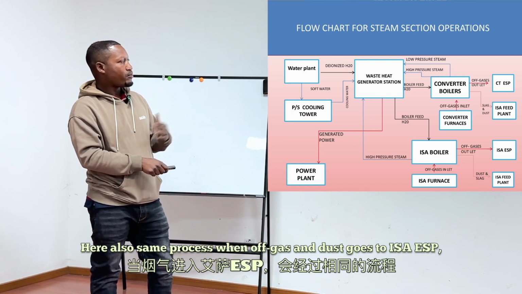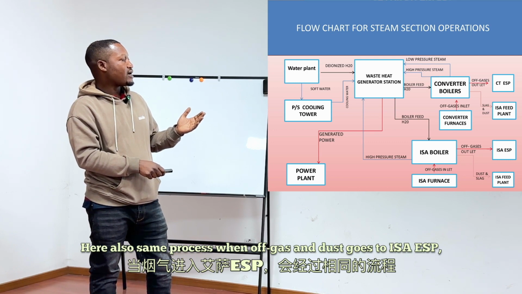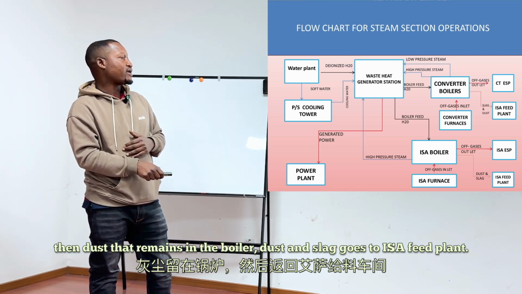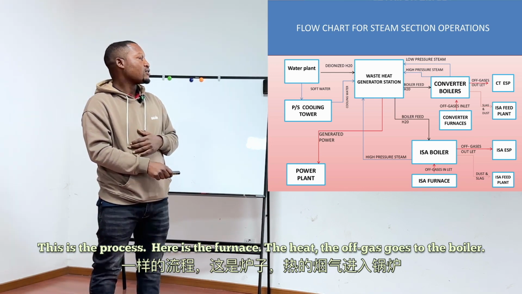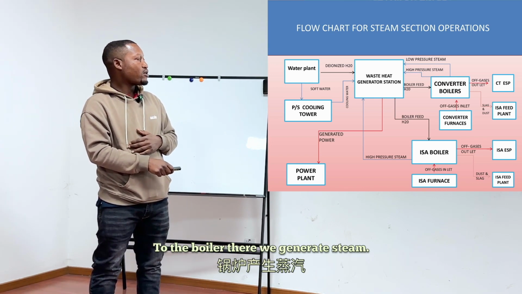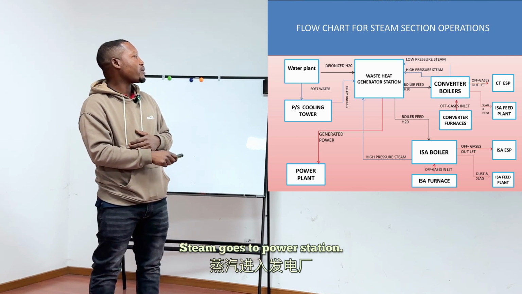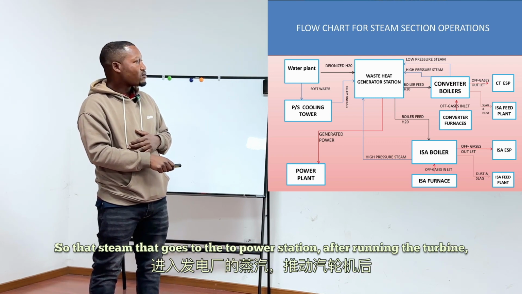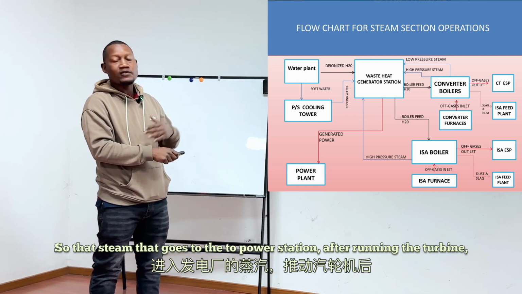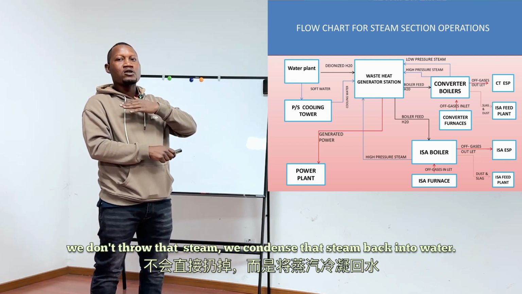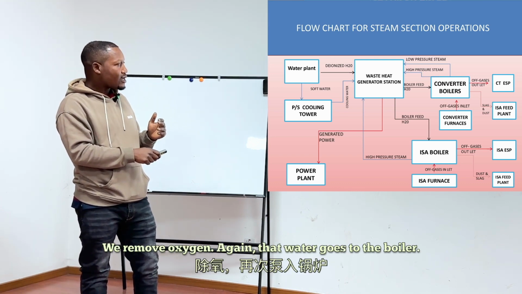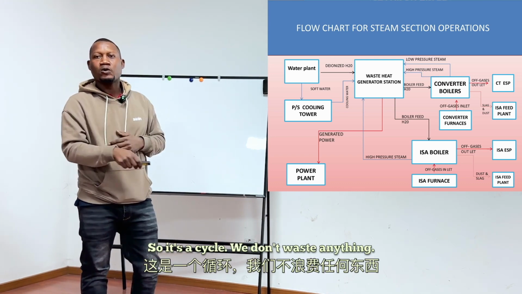Here also it is the same process. When off gas and dust go to the ISA ESP, the dust and slag that remain in the boiler go to the ISA feed plant. This is the process. Here is the furnace. The heat, the off gas, goes to the boiler. In the boiler we generate steam. Steam goes to power station. At power station, we use that steam to generate power. After running the turbine, we don't throw that steam away. We condense that steam back into water. We remove oxygen again, and that water goes to the boiler. So it's a cycle. We don't waste anything.